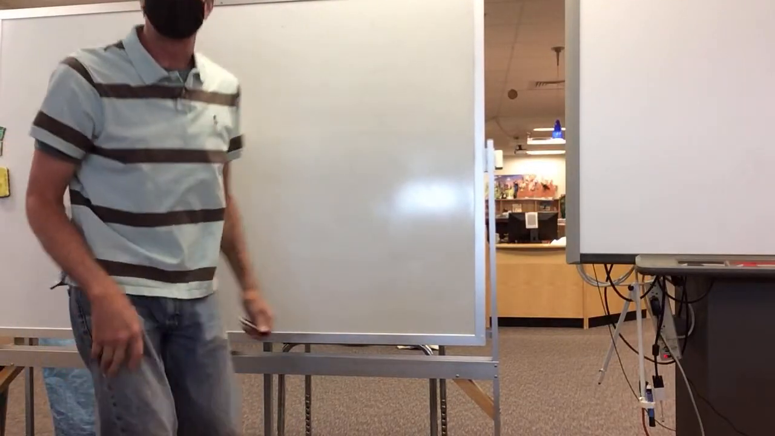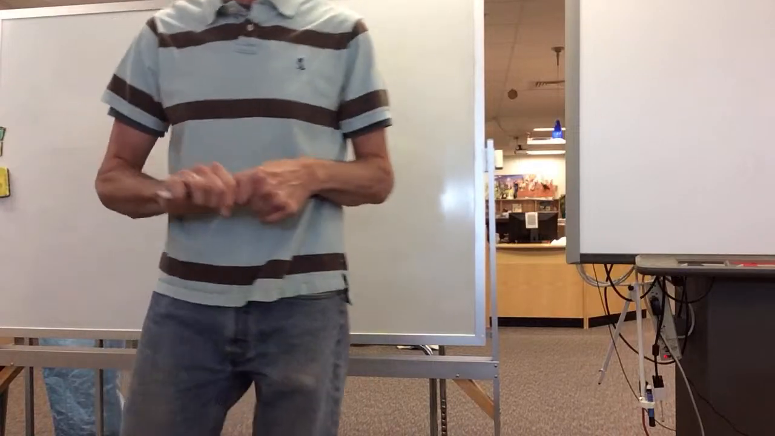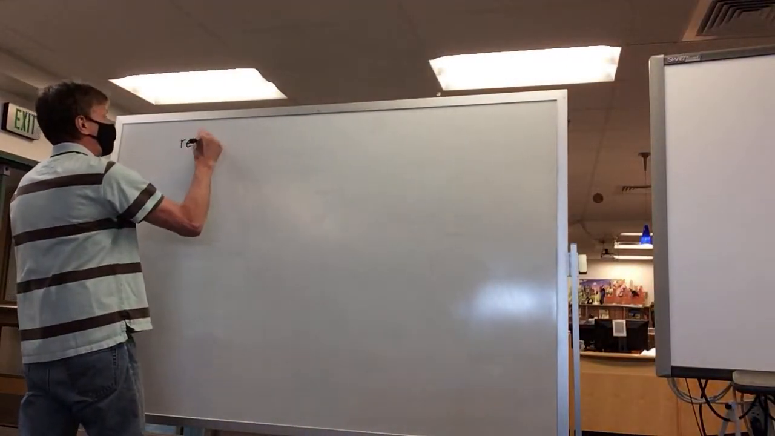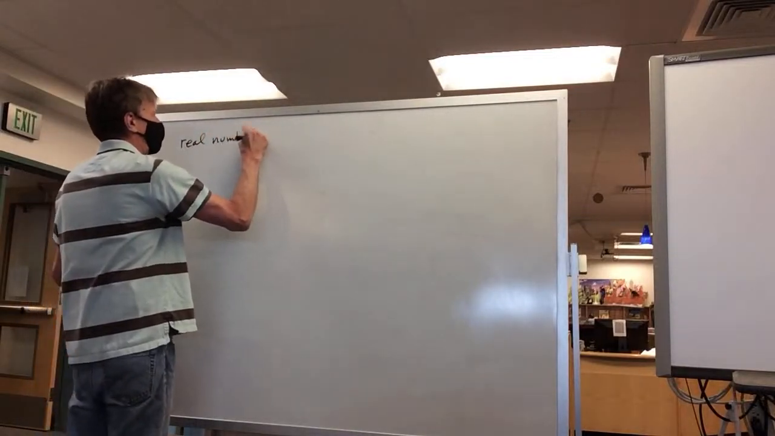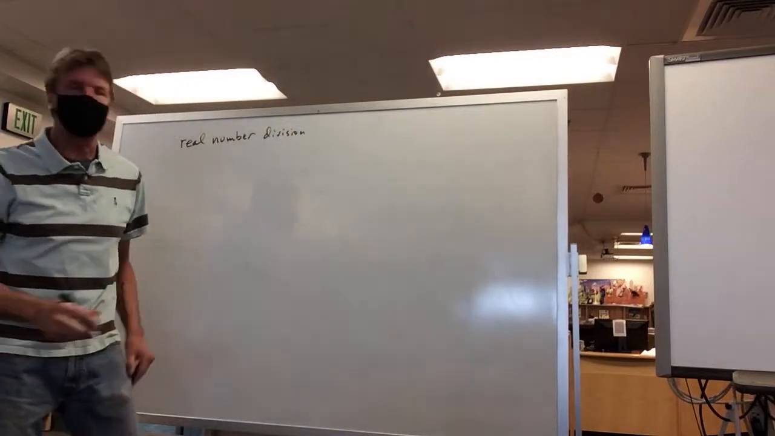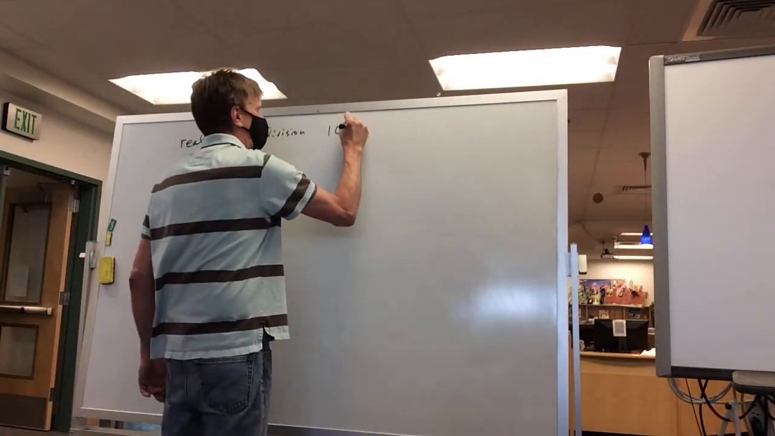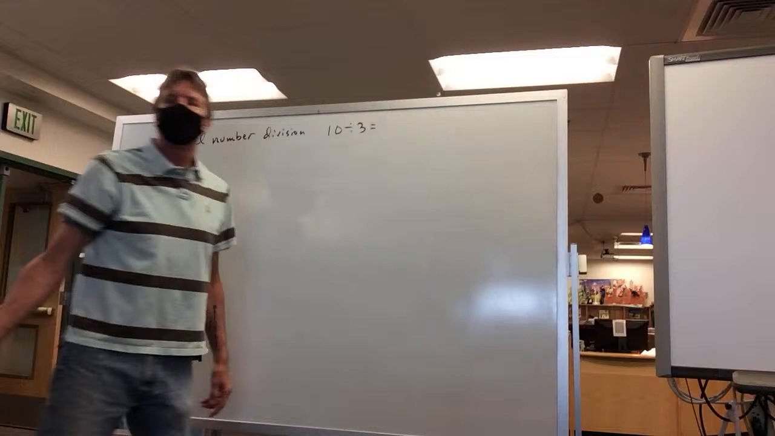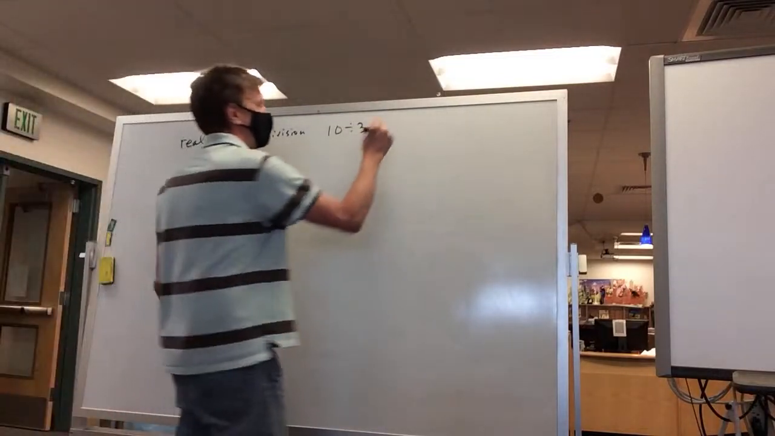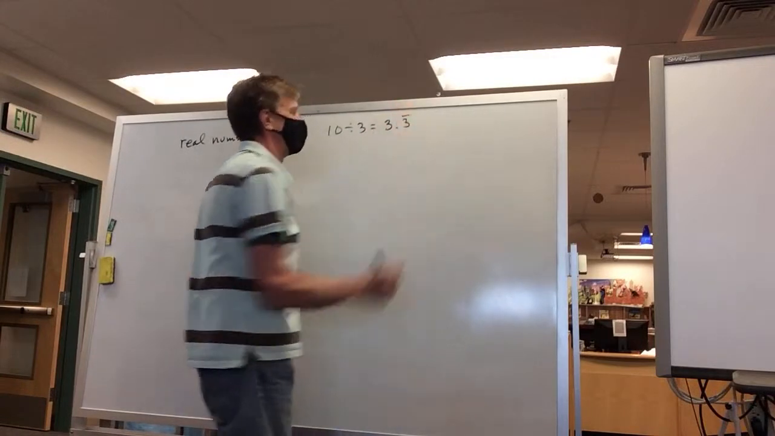Okay, so maybe some of the confusing things I can say something about, and then we can decide what our questions really are. So when they talk about real number division, let me give you an example. If we took 10 divided by 3, and you did that on a calculator, you get 3.3 repeating. That's real number division.